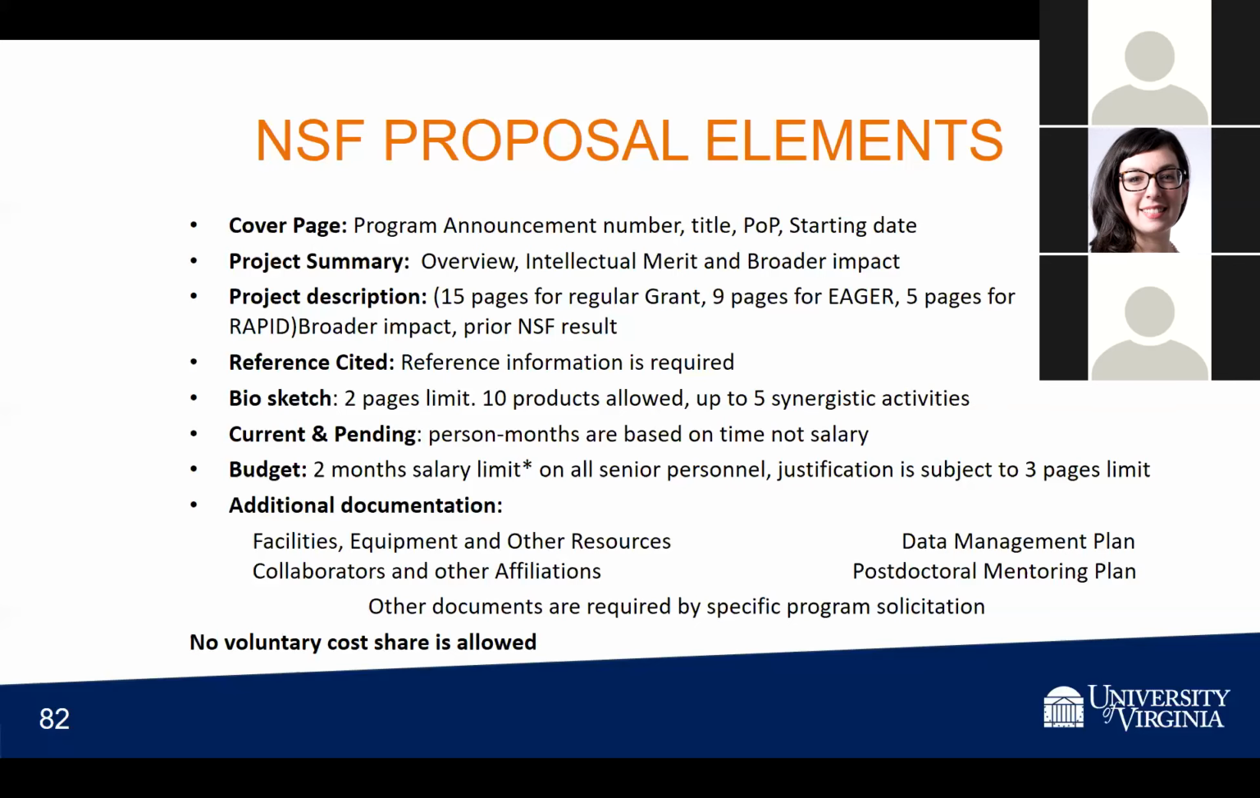Current and pending, based on person months. The budget, there's a 2-month salary limit on all senior personnel. Justification is subject to a 3-page limit. And then there can be other documentation required as well: facilities, equipment, and other resources, data management plan, collaborators and other affiliations, postdoctoral mentoring plan. And once again, the underlying rule is, read your solicitation or program announcement because there could be other things required. And for NSF, no voluntary cost share is allowed typically.